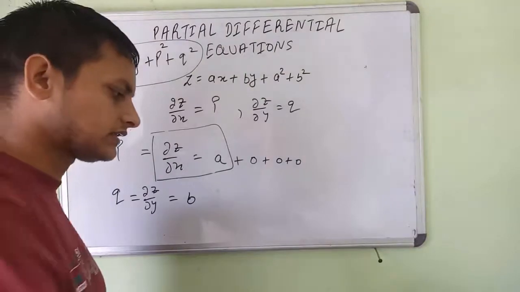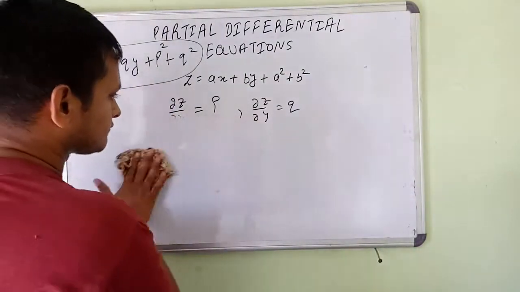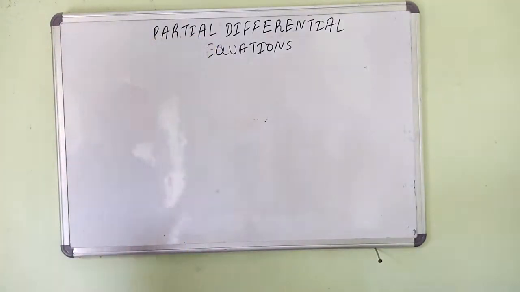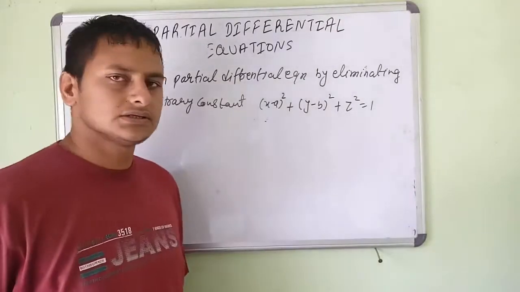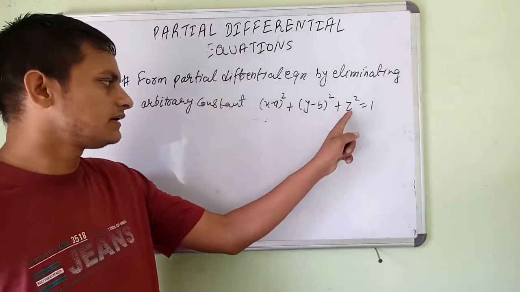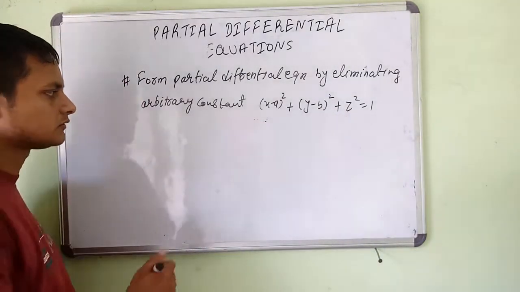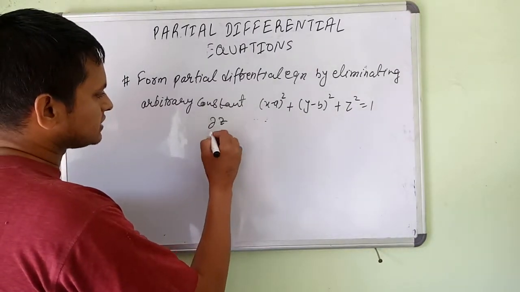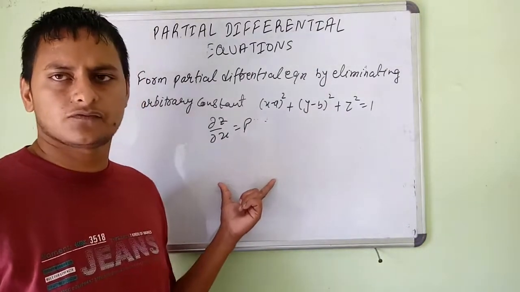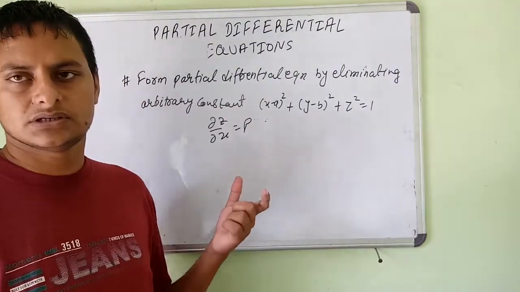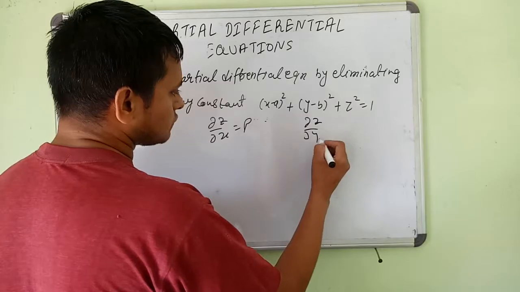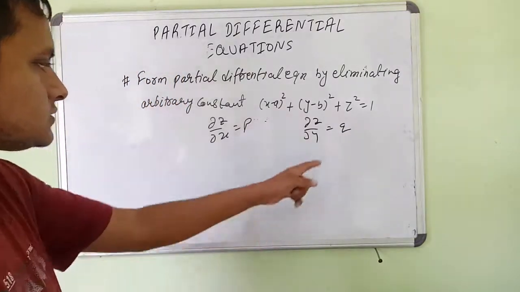Okay, now take another example. Again it's the same approach as the previous problem. So differentiate z first with respect to x, and we know that partial z by partial x is equal to p. We assumed that because it is easier to form the partial differential equation, and partial z with respect to y is also q.